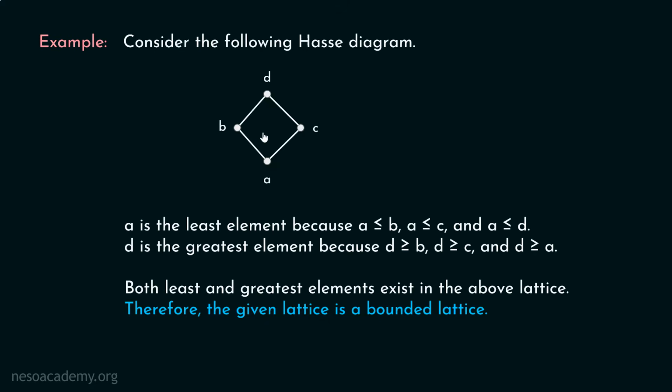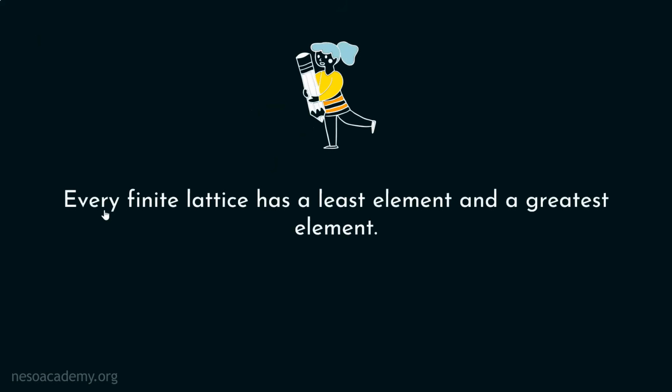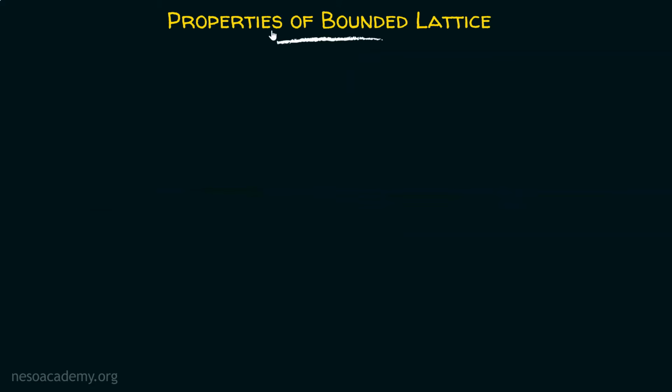This is obviously a lattice. First of all, this is a lattice. Then we have identified that this lattice is actually nothing but a bounded lattice, right? And let me tell you that every finite lattice has a least element and a greatest element, okay? This is always true. Now we will discuss some properties of bounded lattice.